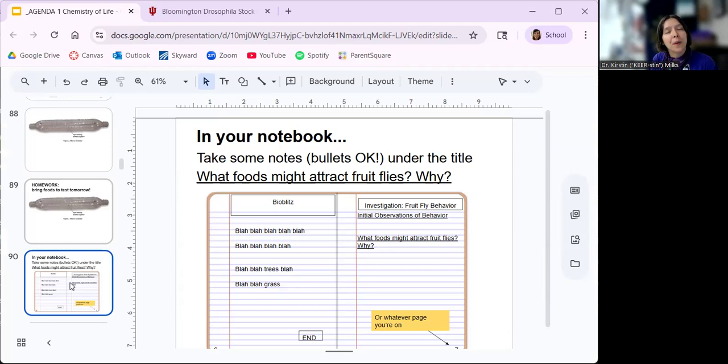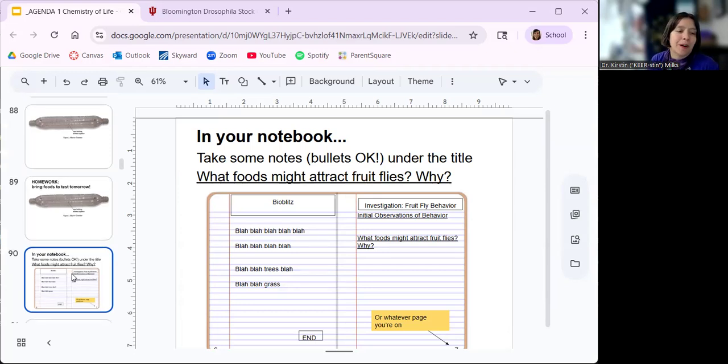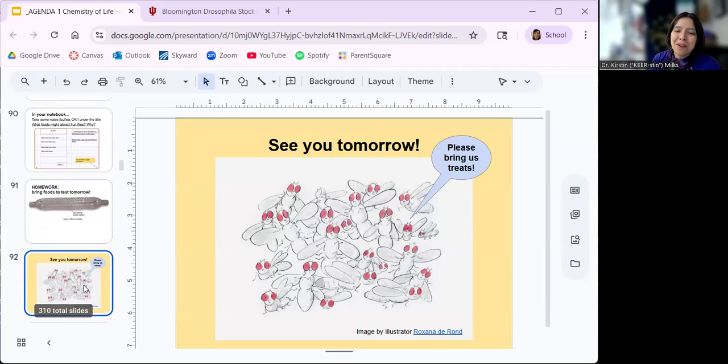So even if you are absent today, please go ahead and fill this part out in your lab notebook. Tomorrow, please bring tiny treats for our new friends. And there's a whole bunch of housekeeping stuff on Canvas. Just a reminder to read through that and make sure you're doing that behind the scenes as well.